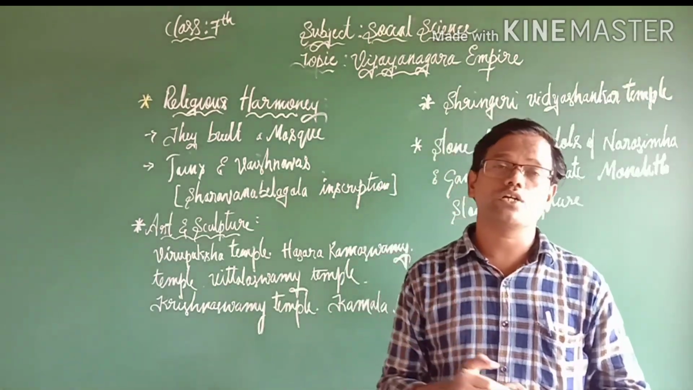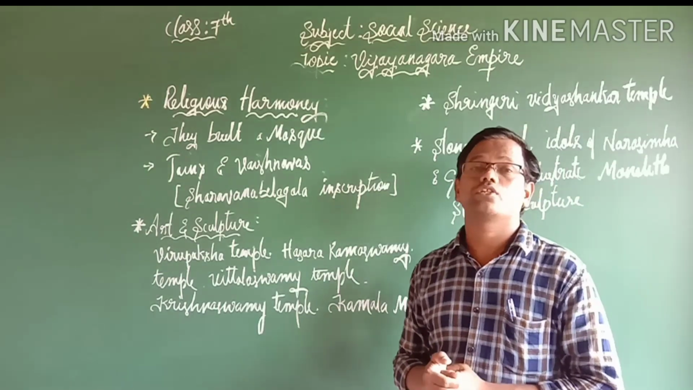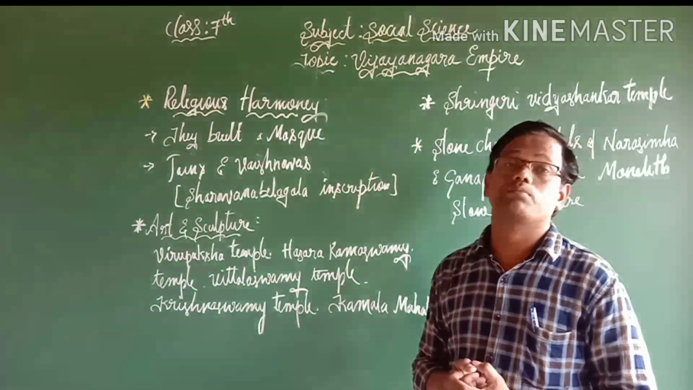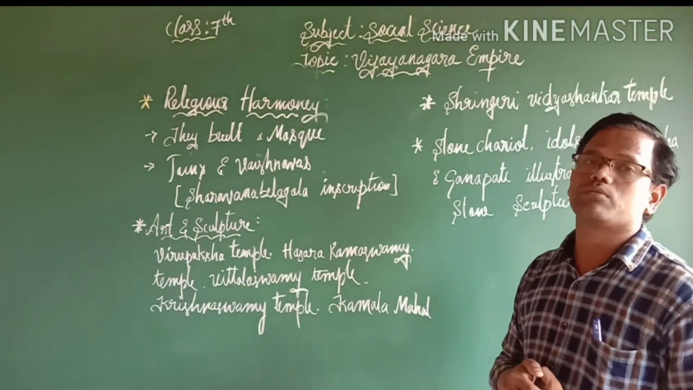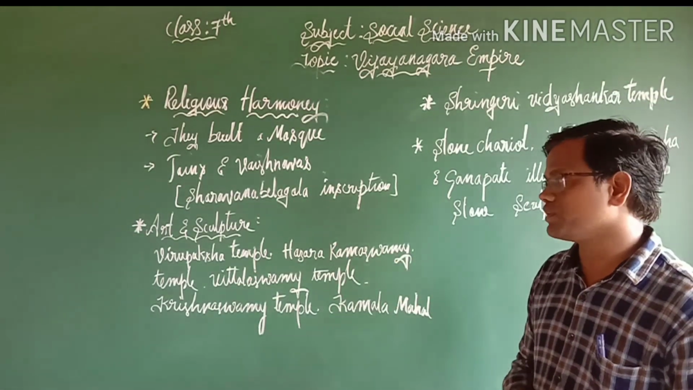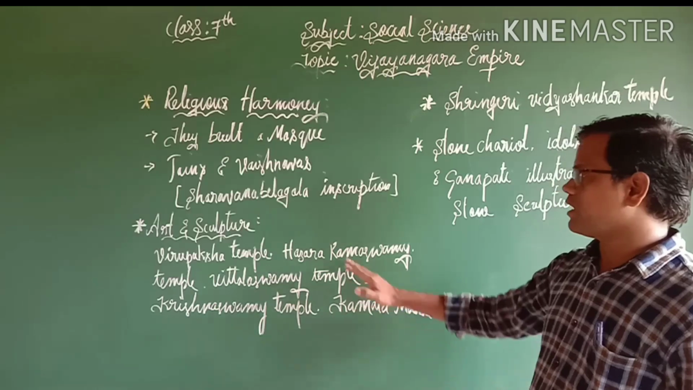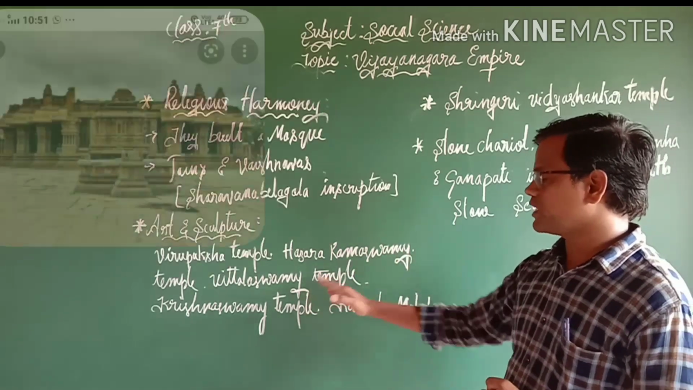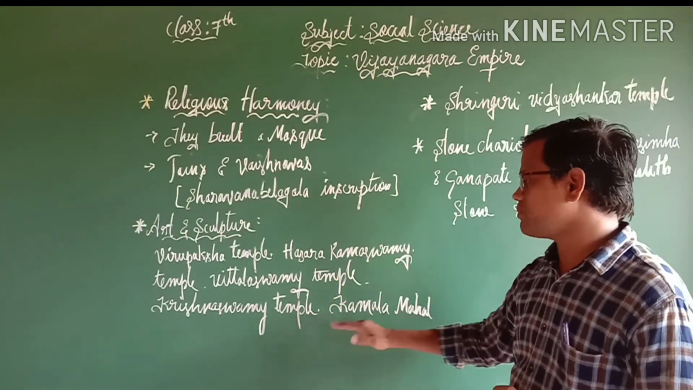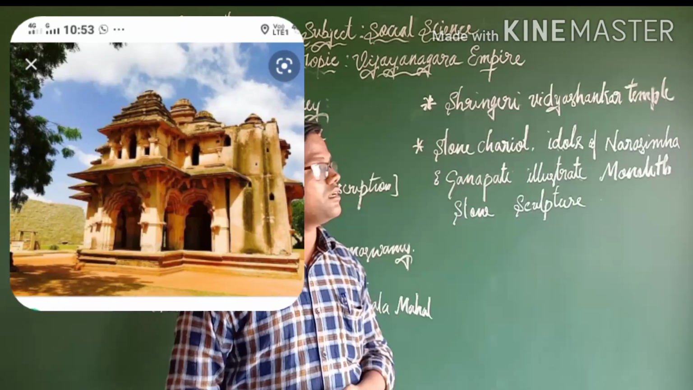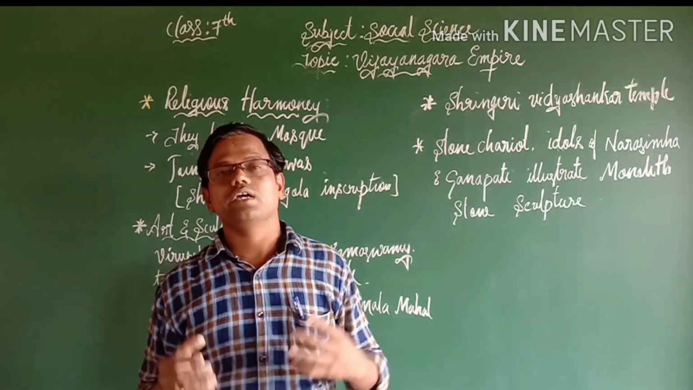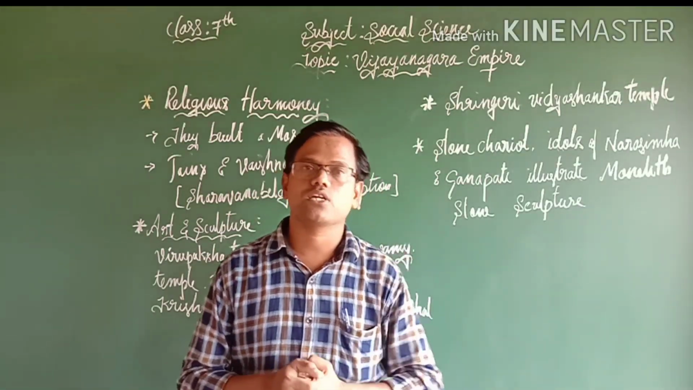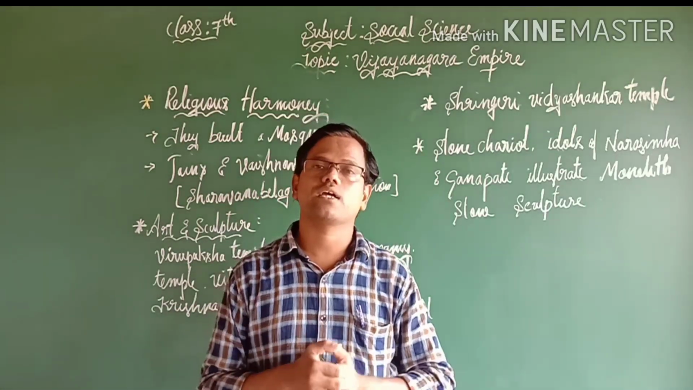During the period of Vijayanagara empire, many temples were established. Let us discuss the important temples we can see during the period of Vijayanagara kingdom. Those were Virupaksha temple, Ramaswami temple, Vitthala Swami temple, Krishna Swami temple, Kamala Mahal and Sringeri Vidya Shankara temple. So these were a few important temples established during the period of Vijayanagara kingdom.